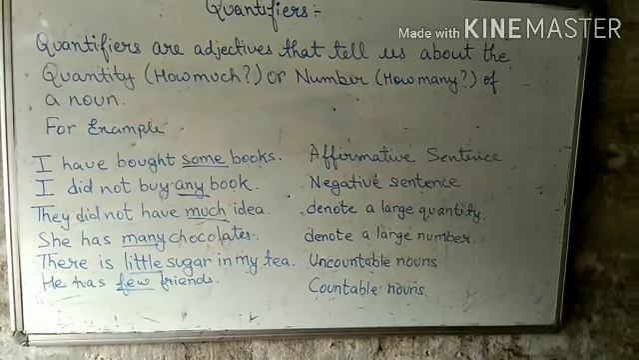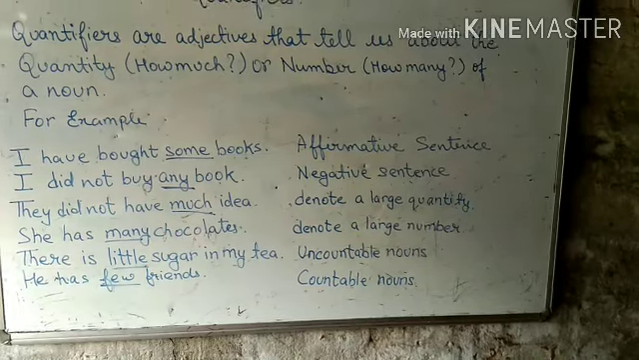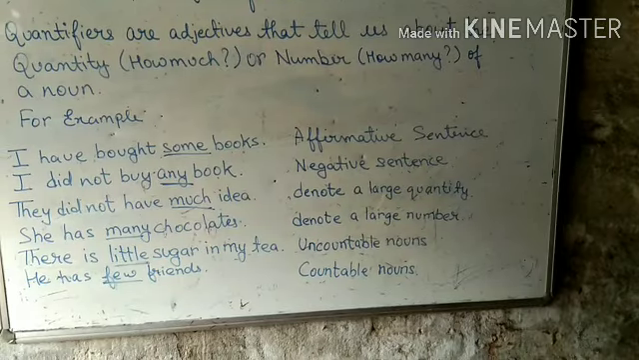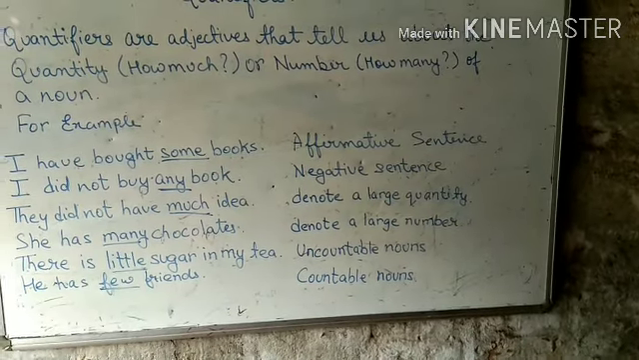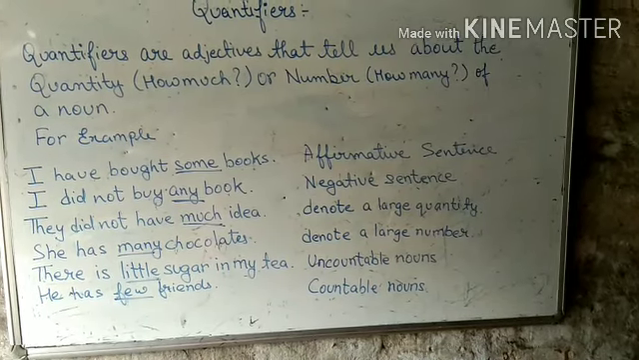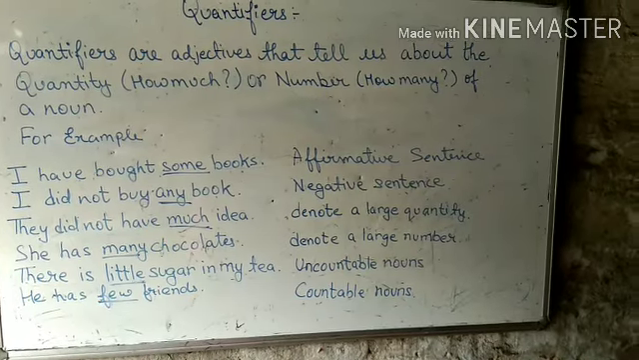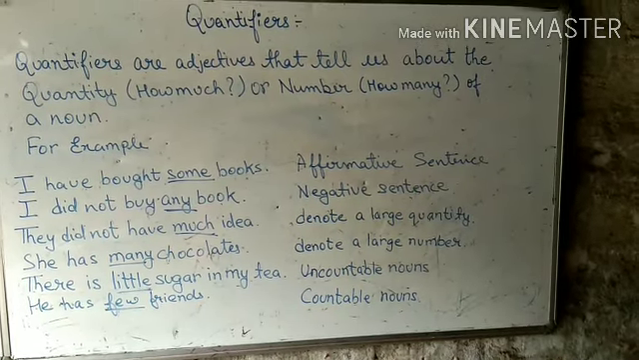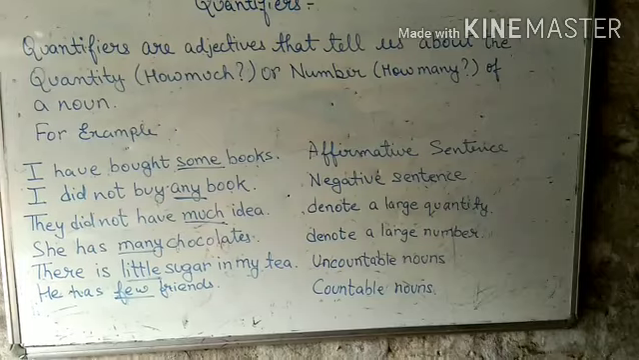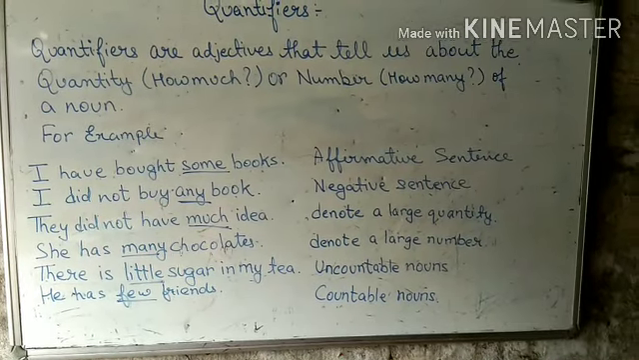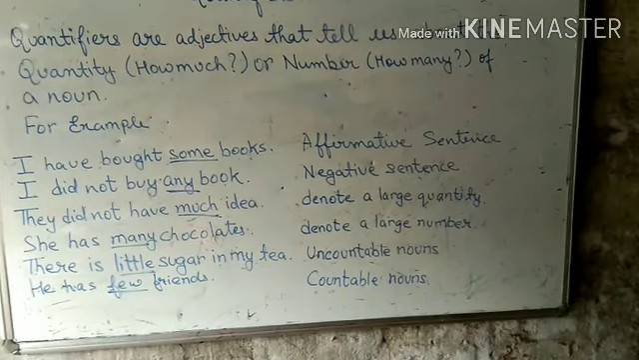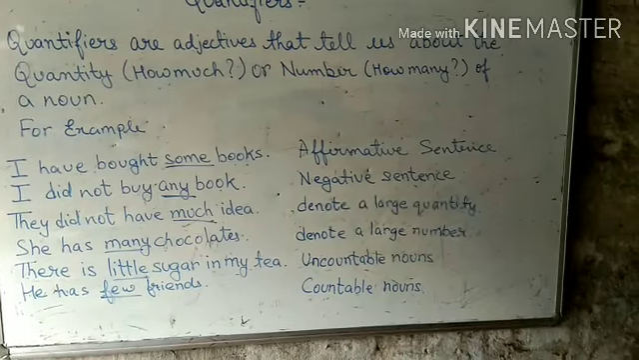She has many chocolates. Many is related to a countable noun and denotes a large number. Much is related to a large quantity, which is uncountable, and many is related to countable nouns. Number is always countable. There is little sugar in my tea. Sugar is an uncountable noun, that is why we write little with uncountable nouns. He has few friends. Few is related to the countable noun because we can count our friends. Children, I have 5 friends. I have 2 friends in my class. The friends are countable, so we write few with countable nouns.